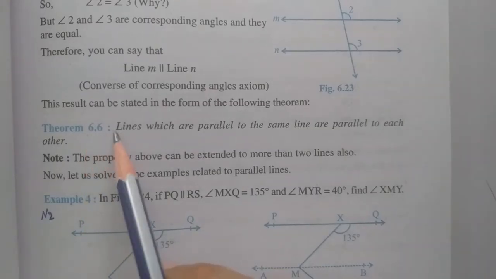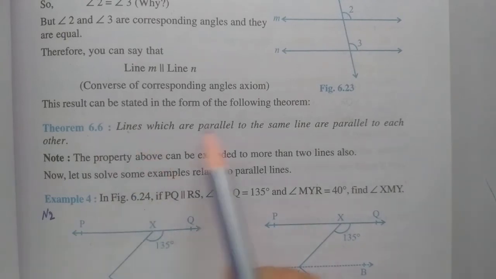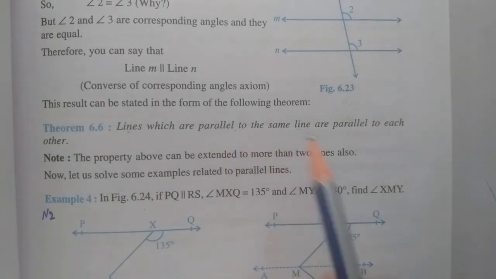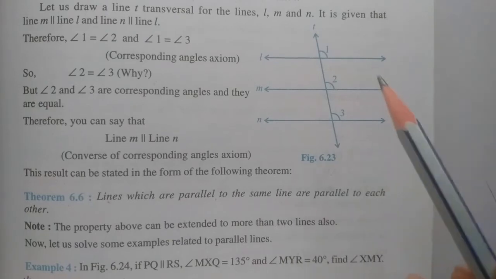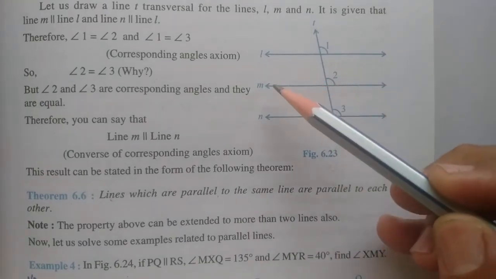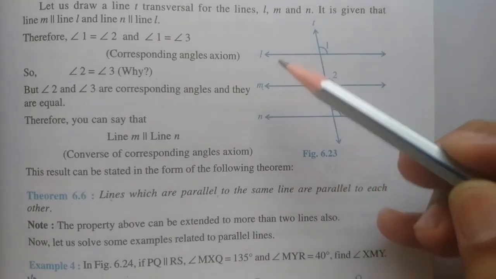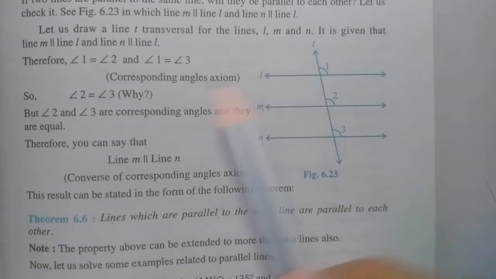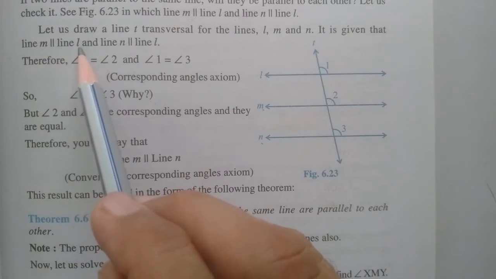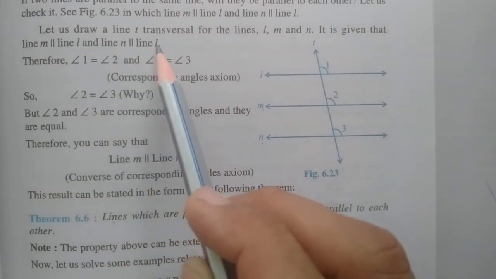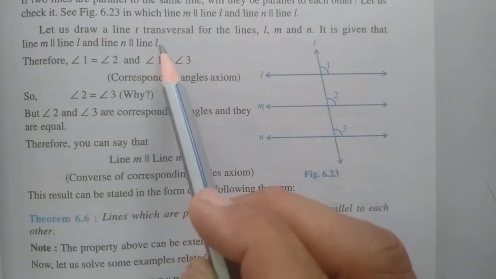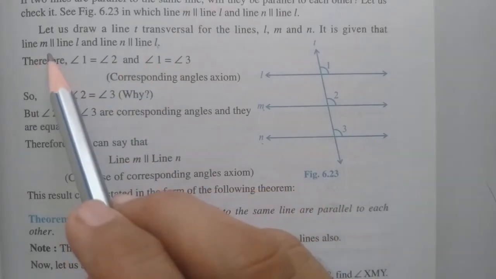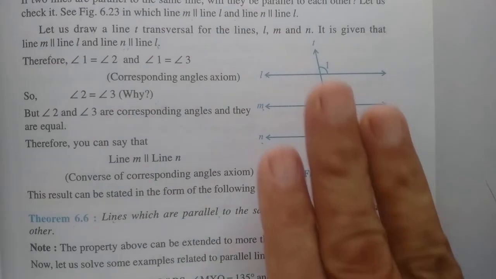Now children, theorem 6.6: lines which are parallel to the same line. So here, children, I am explaining that line M is parallel to L, and N is parallel to L. That is written, see here. M is parallel to L, N is parallel to L. The question is, can we say that M and N are parallel? Don't look at the figure, children.